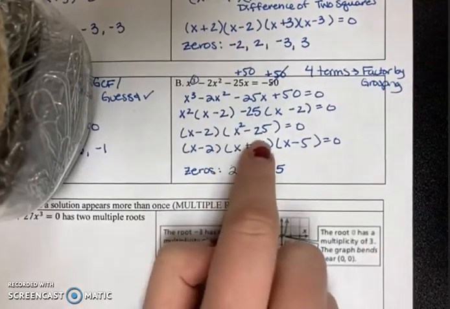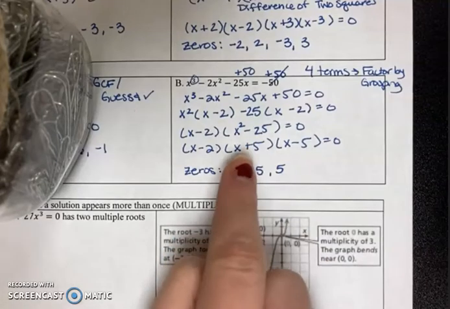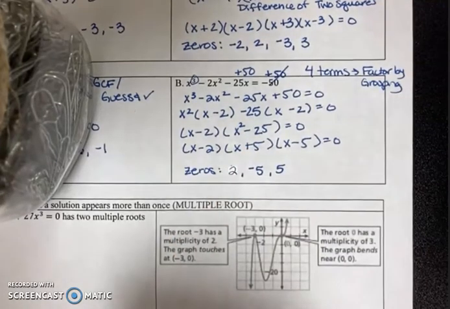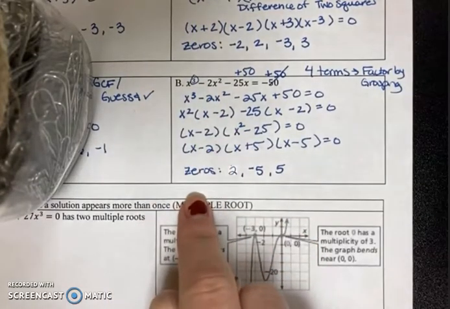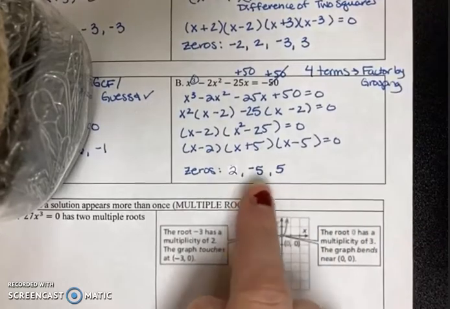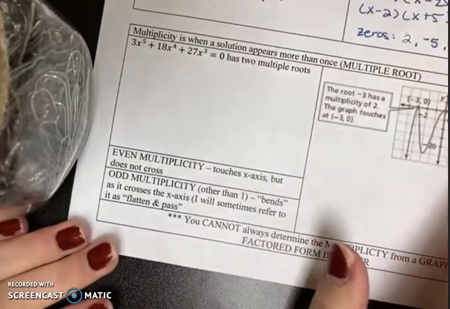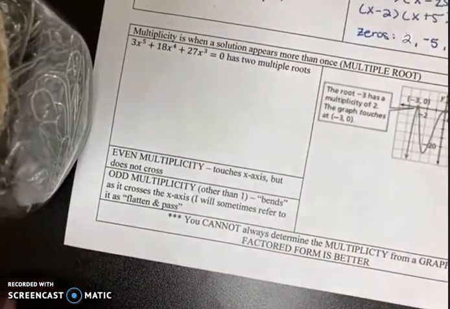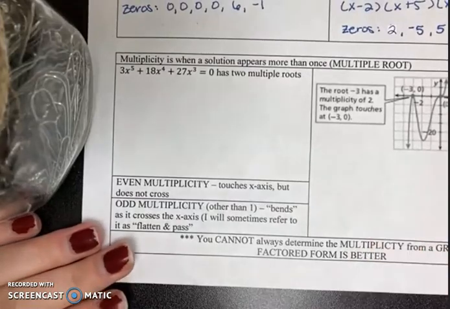This is a quadratic that we can factor because it is a difference of 2 squares. So x plus 5 and x minus 5. It's cubed, so I know there's 3 zeros. Setting each equal to 0, I got 2, negative 5, and positive 5. So now we're going to talk about something called multiplicity, and this is the reason why I was having you write all of the possible zeros.